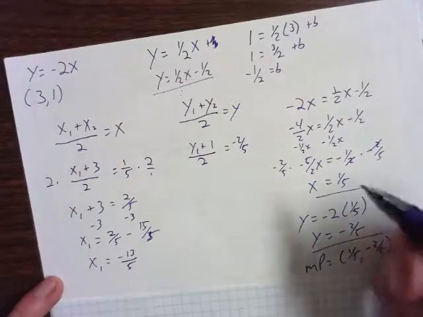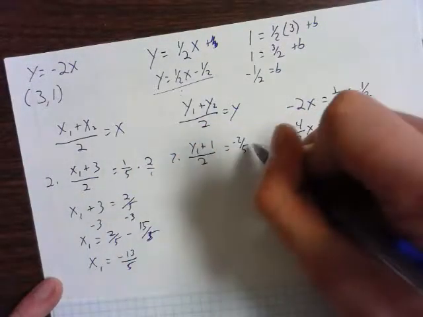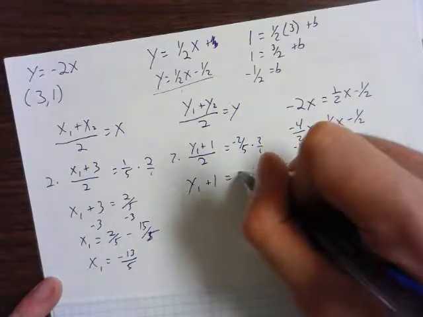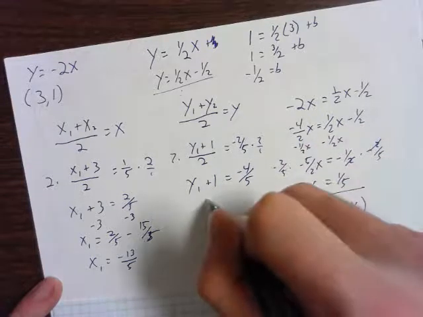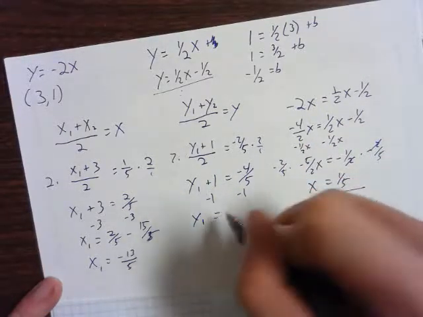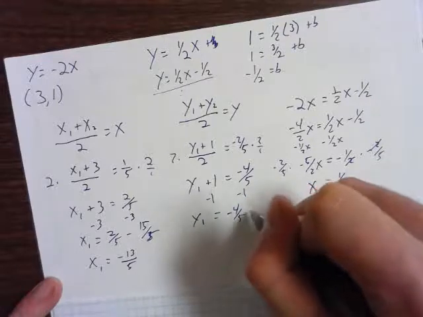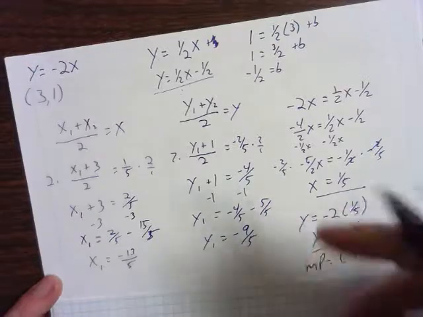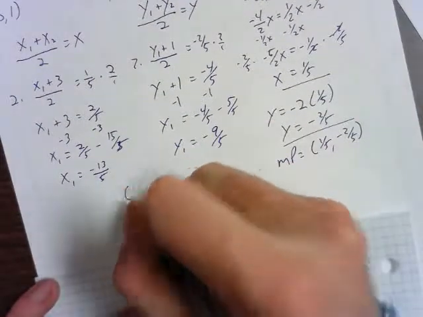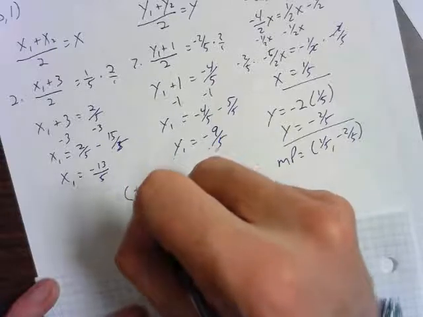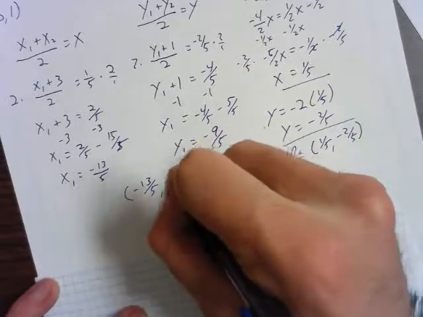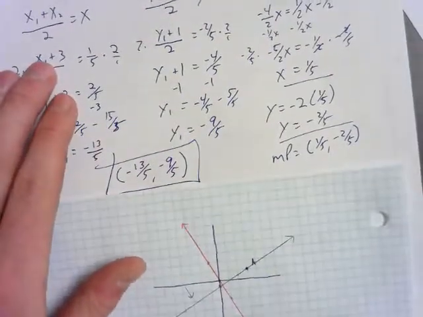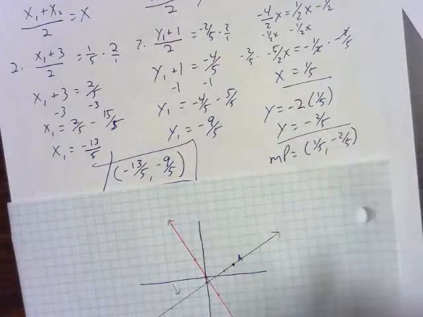I'm going to come over here and do the same thing with my y's. So times 2 on both sides. So I'll be left with y1 plus 1 equals negative 4 over 5. Subtract 1 from both sides. y1 equals negative 4/5 minus 5/5. So y1 equals negative 9/5. So my x1 and y1 as an ordered pair will be negative 13/5, comma, negative 9/5. And I know those are not pretty values, but I go ahead and graph them over here on my line.